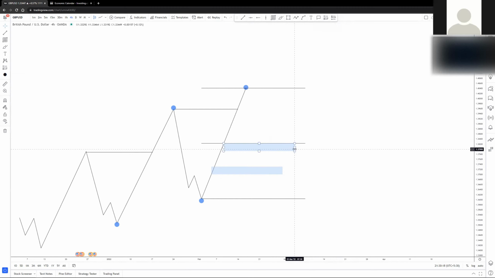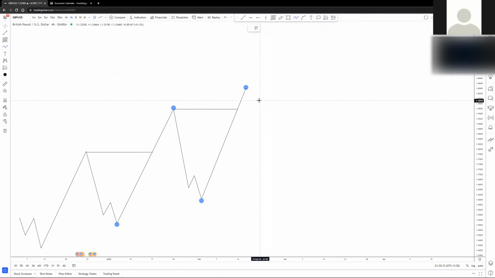Keep in mind, you cannot swing a buy from a premium price. That's the thing. It has to always come from the equilibrium or else anything below that. So let's say we had that marked out and now price is coming down.